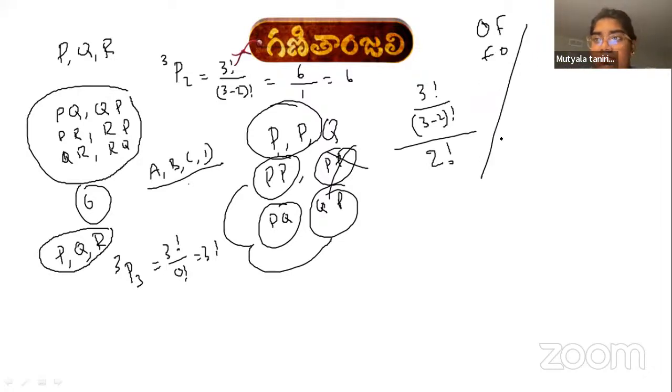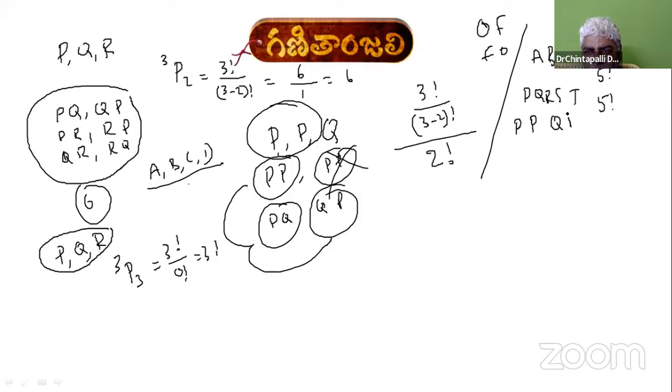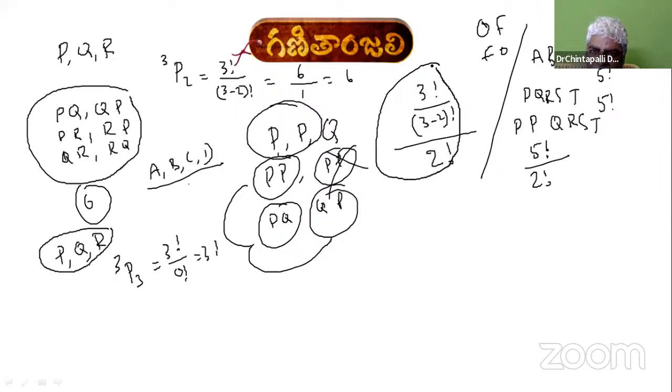Now the question is the number of 5-letter words using ABCDE. 5 factorial. Yes, very good. The number of 5-letter words that can be formed by using PQRST is 5 factorial. But there are some cases. The number of 5-letter words using PPQRST. How many letters are repeated? 2. That means the answer is 5 factorial by 2 factorial, as we did.